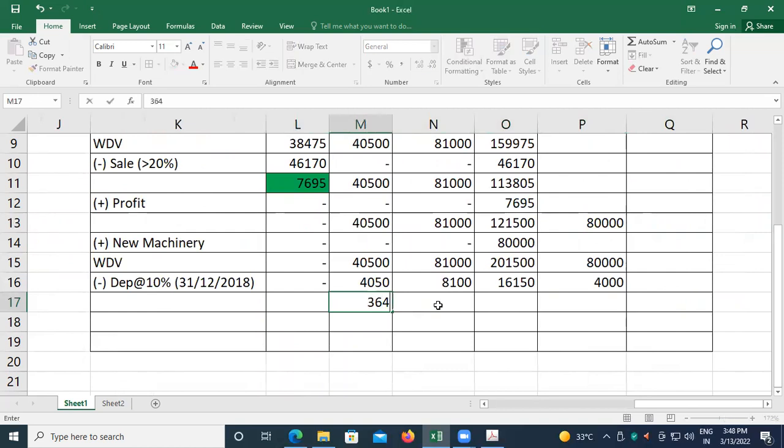So this is 36,450. If you minus now here, this is 72,900, and 80,000 minus 4,000 is how much here? 76,000 rupees. And the total value of the asset, 1,500 minus 16,150, if you take it here, it will come 1,85,350 rupees. Okay, so this is the balance which is left, and this is nothing but again written down value at the end of the 4th year.